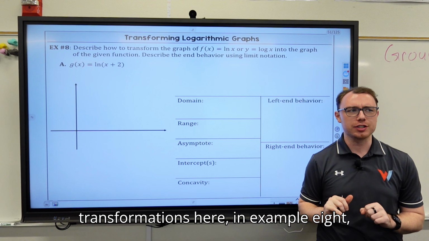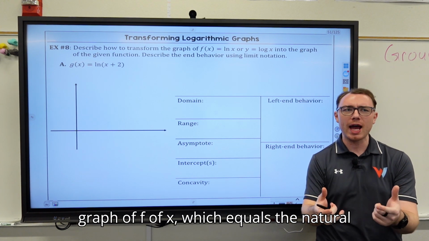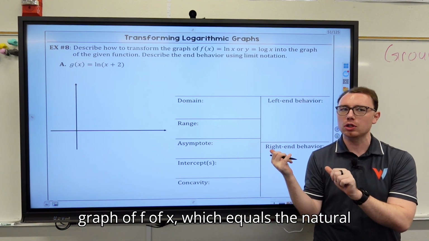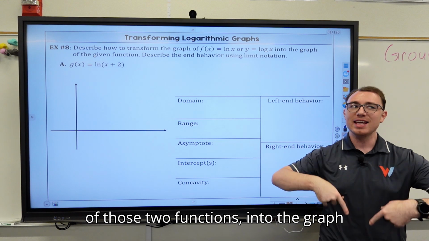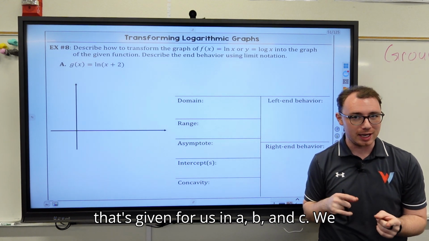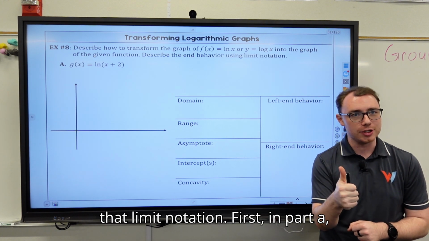In these transformations in example 8, we want to describe how to transform the graph of f of x, which equals the natural log of x, or y equals log of x, one of those two functions, into the graph that's given for us in A, B, and C. We want to describe the end behavior using that limit notation.